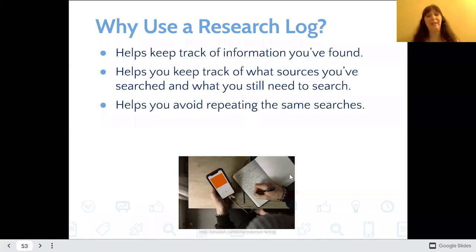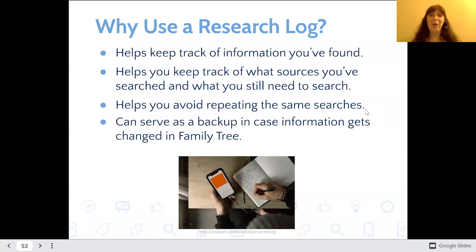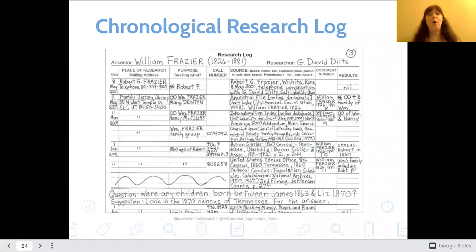So keeping a research log, because I think, oh, I'll remember it. Didn't happen. So it helps you avoid repeating the same searches and it saves you time. And then also, as Elder Esplin was saying at the beginning, sometimes parts of his tree get messed up in family tree, your research log can serve as a very helpful backup in case you need to correct things in family tree.